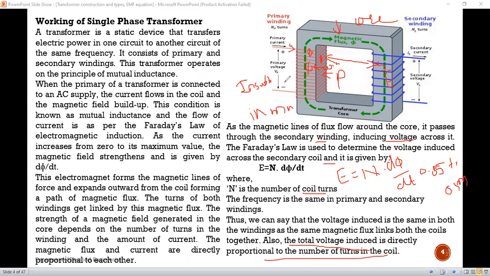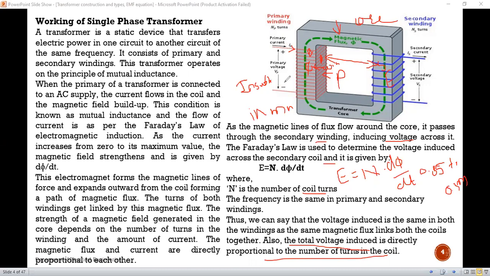When the current passes through the copper material, due to the coil it will produce some flux. This flux phi will travel through the core, that is the transformer core. If this flux links with the secondary coil, it will set up some EMF in the secondary coil. So this is the principle, and this is the construction part of the transformer.